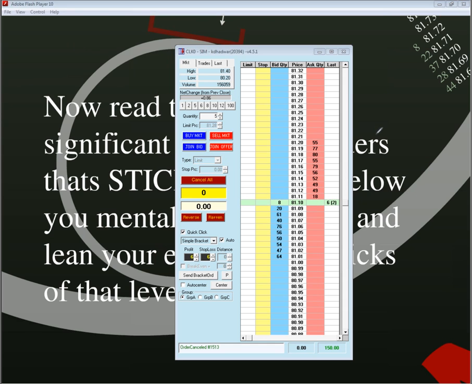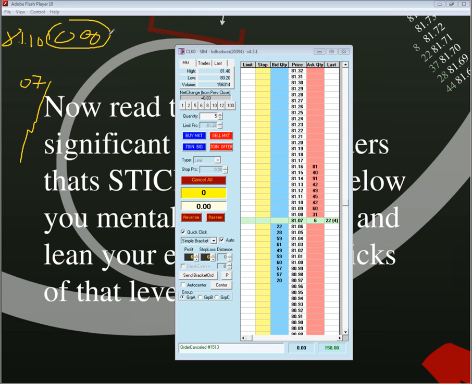Let's just erase that. I'm going to draw in the top left-hand corner here. Let's just say there's a 1,000 lot that just showed at the 8110s. And we're trading the 07s. What happens is the market is moving up, and we see the spook here at 8110s. Sorry about the drawing, guys, but this is the best I can do with this pen.